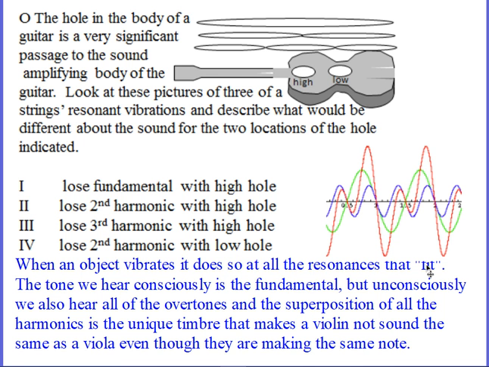That is what I've just been saying. And the result is that because a violin emphasizes the overtones differently than a viola, they have different timbres, which causes a violin and a viola to not sound the same.